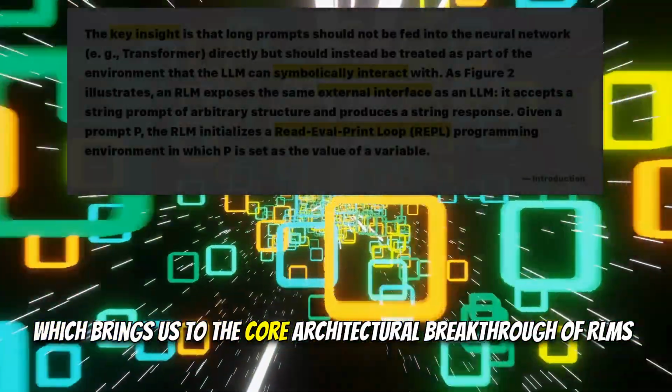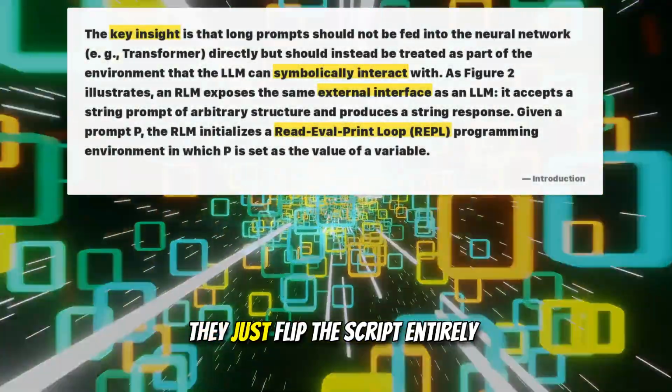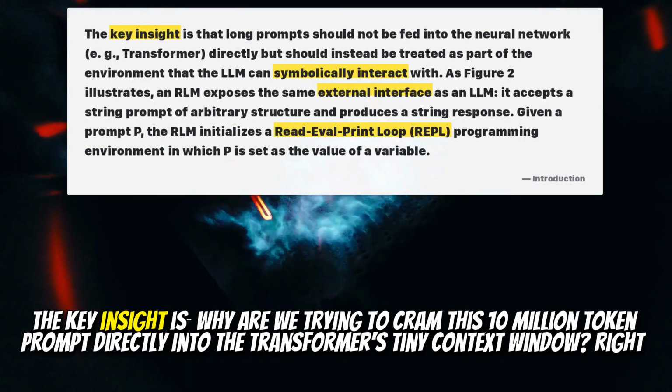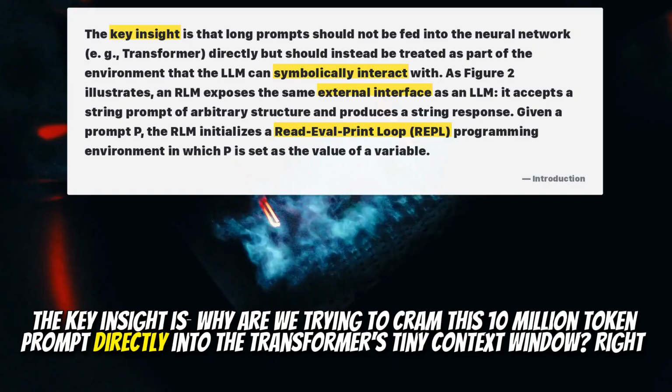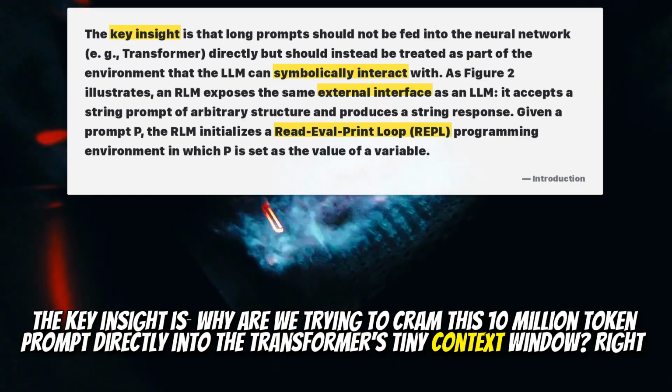Which brings us to the core architectural breakthrough of RLMs. They just flip the script entirely. The key insight is, why are we trying to cram this 10 million token prompt directly into the transformer's tiny context window? Right.